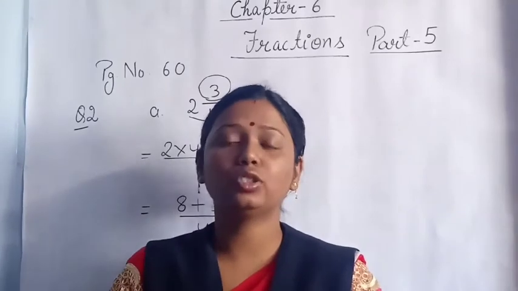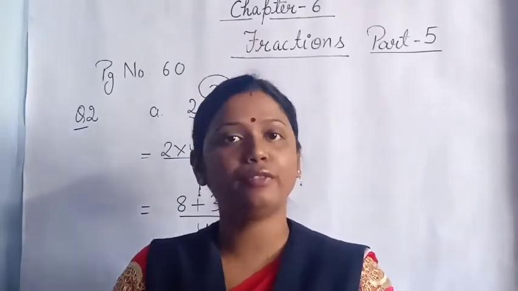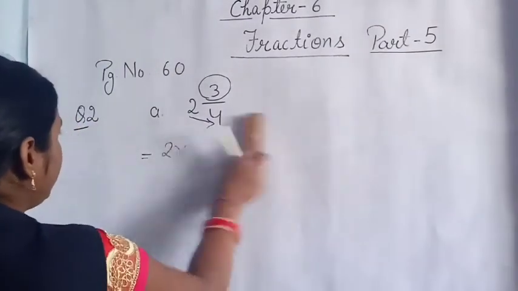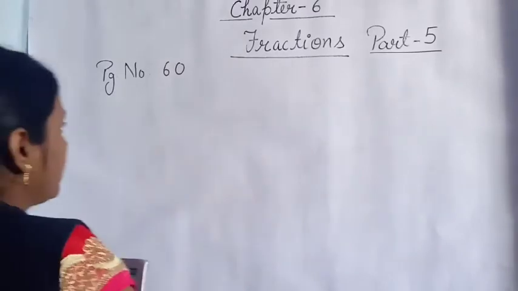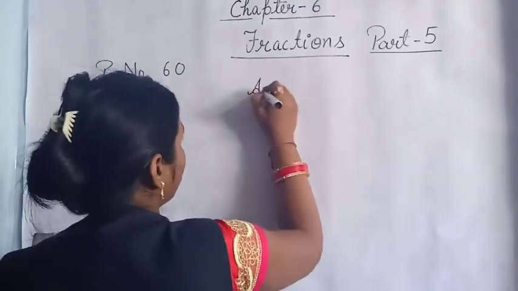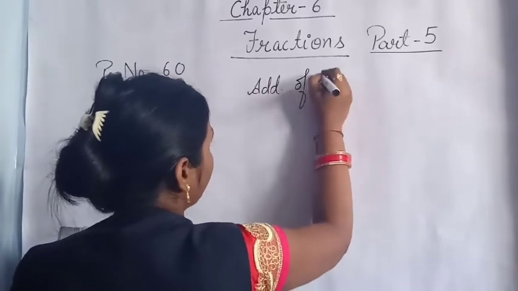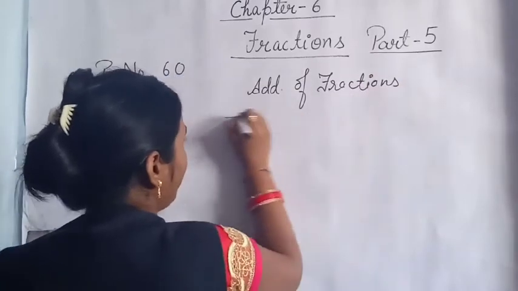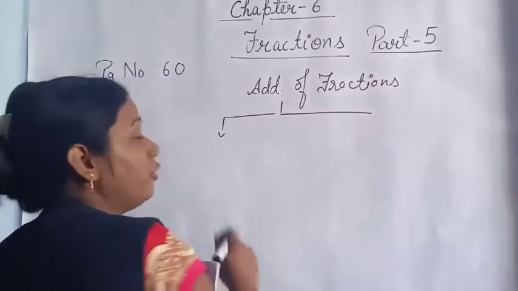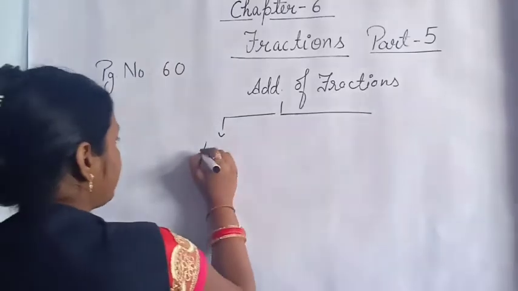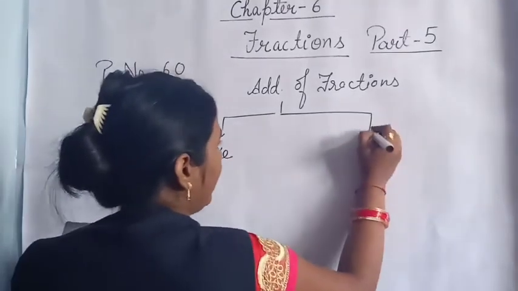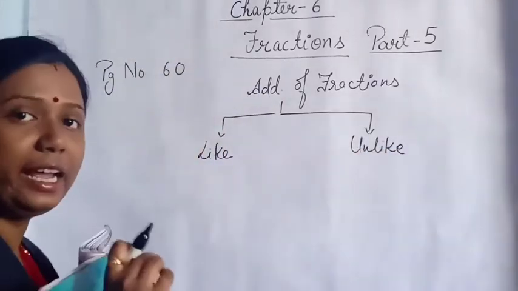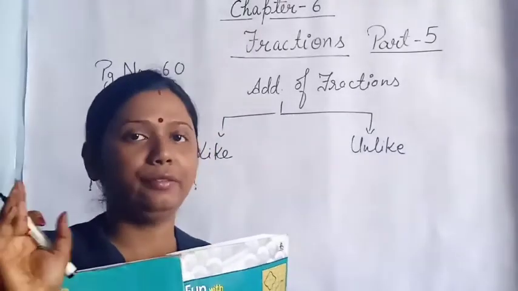Let us now discuss topic number 2, that is addition of fractions, and it is very simple. Here we will divide addition of fractions into two parts. What are these two parts? Firstly, when the given fractions are like fractions, and secondly, when the given fractions are unlike. Now let us see how to add like fractions.